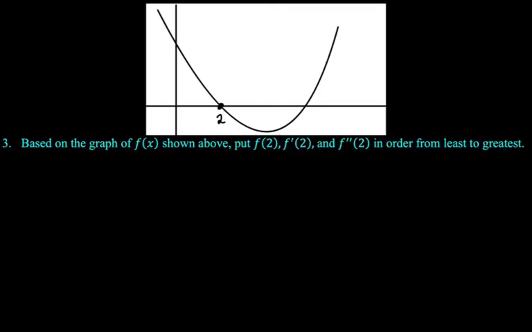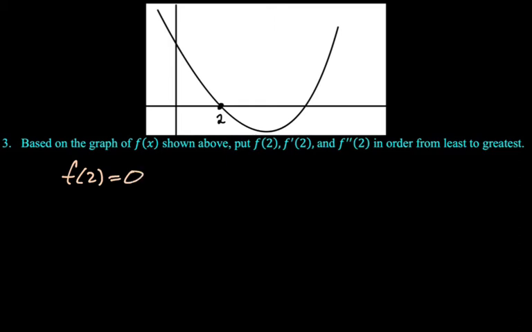Based on the graph of f of x shown above, put f of 2, f prime of 2, and f double prime of 2 in order from least to greatest. All right, so we just need to come up with them. When you're doing a problem like this, I firmly believe that they will all have to either be 0 or have opposite signs, because otherwise it's going to be really challenging to put them in order. So when I look at the graph, f of 2 is definitely 0.